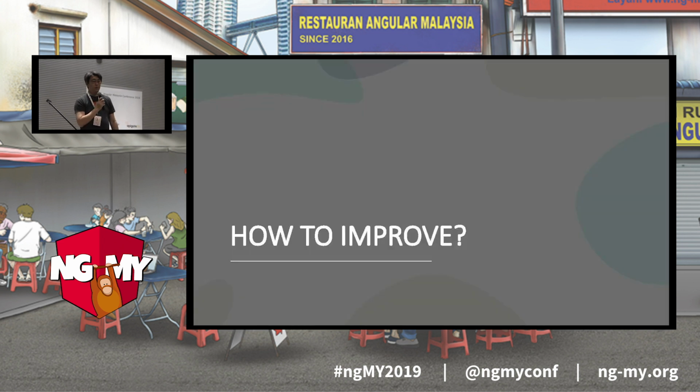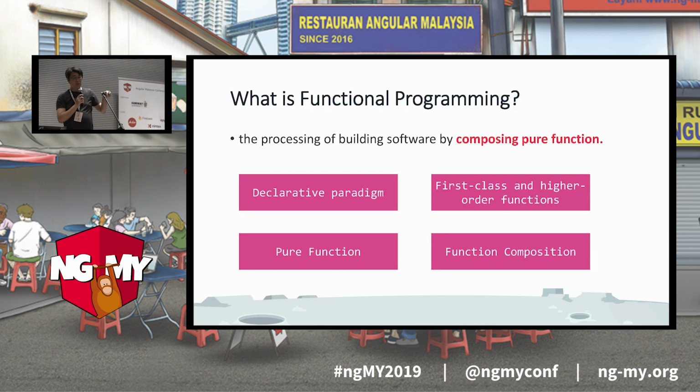So how do we improve the code we saw before? A lot of extended side effects. So that's why functional programming is coming. So what is functional programming? According to the definition on Wikipedia, they say functional programming is the process of building software by composing pure functions. Okay, so what is a pure function?